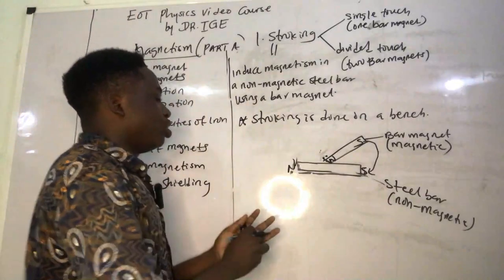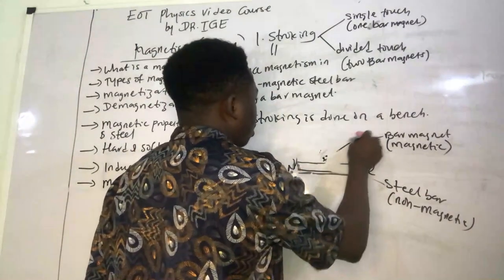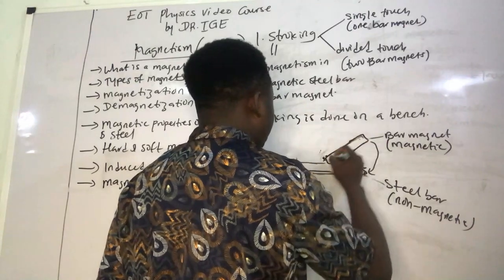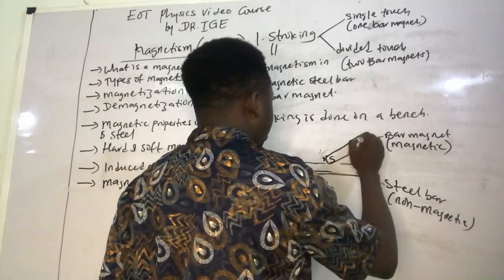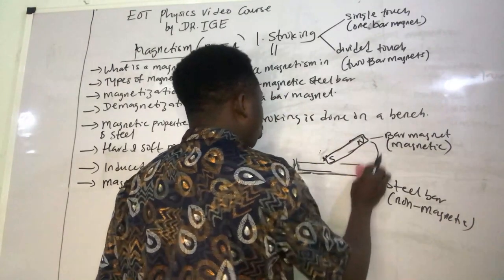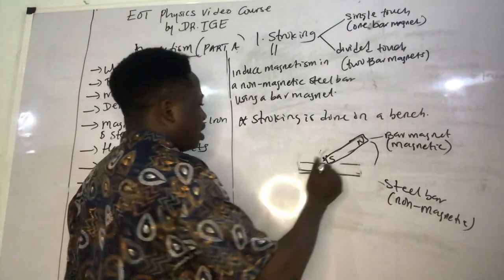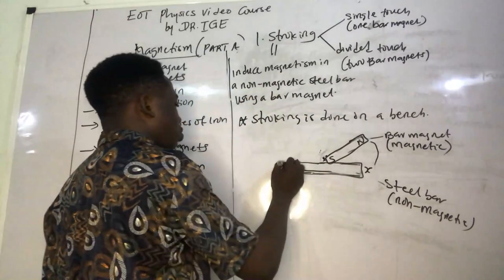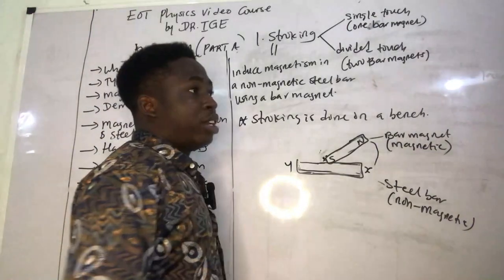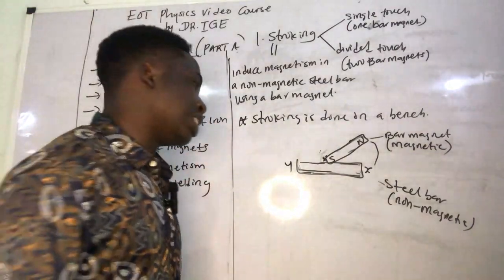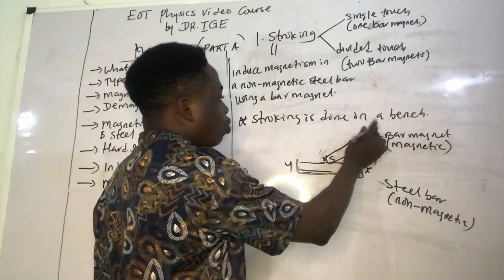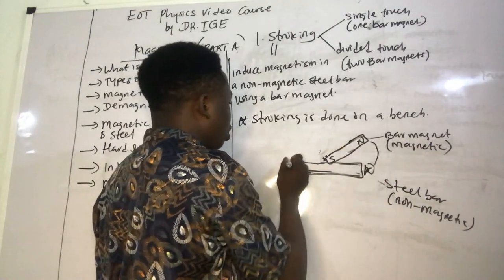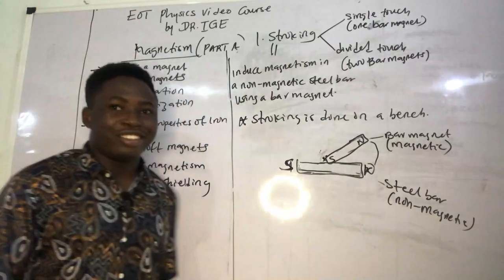So if they give you a question and they just drew a diagram like this, this is a bar magnet. This is the south pole. This is the north pole. It's used to stroke a non-magnetic steel bar. They're asking you what is the polarity here, or what is the polarity here? When we say polarity, I'm talking about whether it is north or south pole. Do you understand? So just know that whatever you have here is what you have here. So what you have here is north pole. This place will be north pole. This place will be south pole. That's just it. Do you understand?